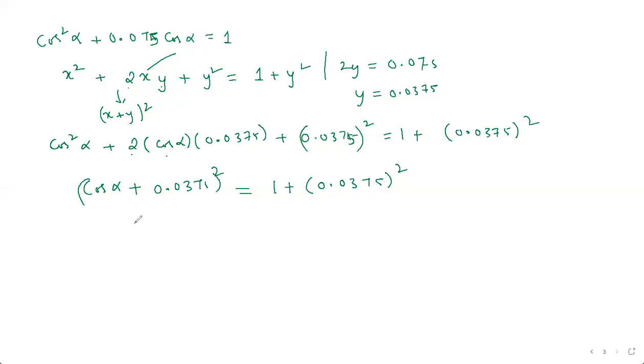So from here, right away, I can easily solve: put these values, take the square root, and send 0.0375 to the RHS. From that, you are going to get alpha equal to 15.6 degrees. Alpha you are going to get is 15.6 degrees. You can cross check it. So the first question is solved. We got the alpha value.